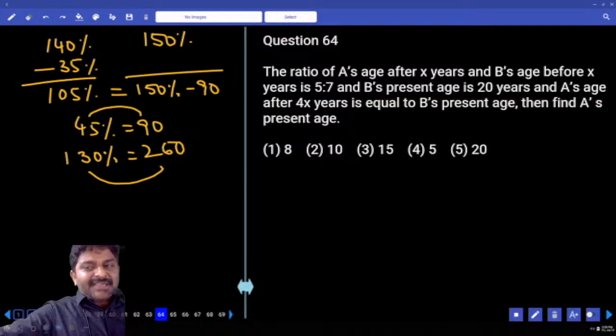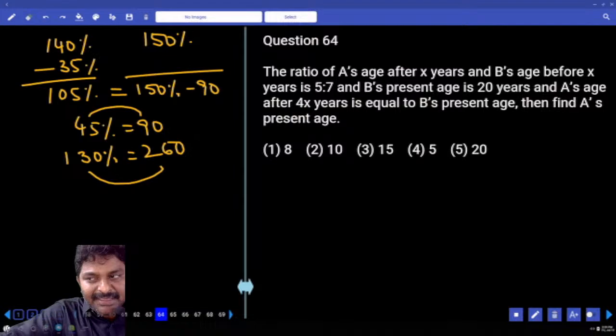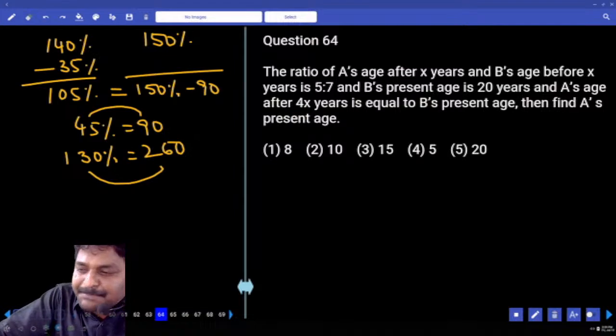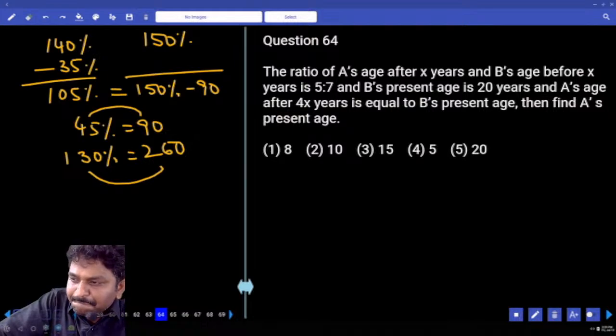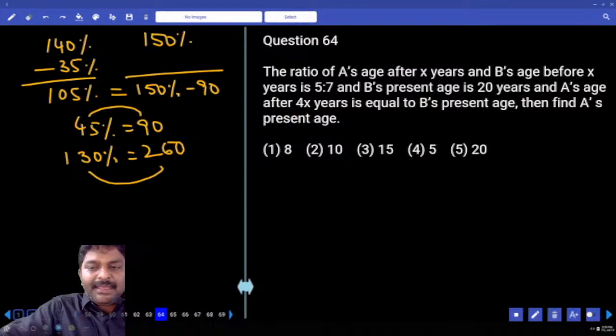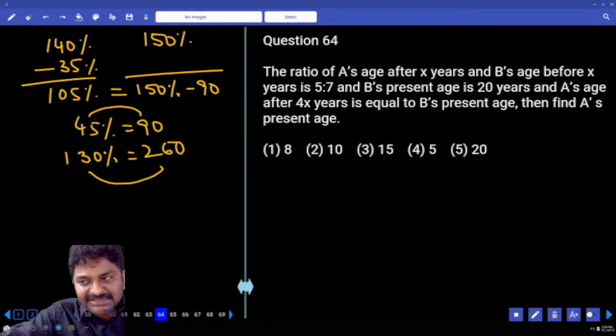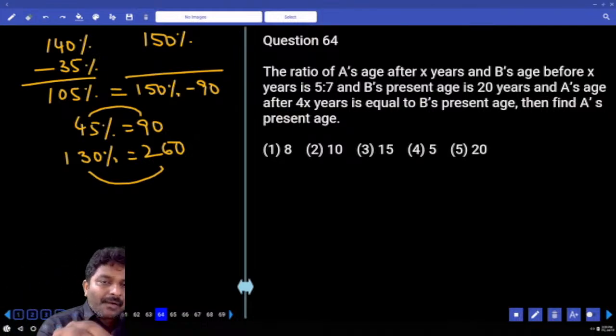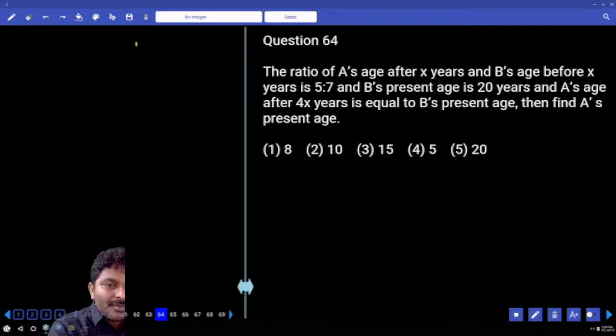The ratio of A's age after X years and B's age before X years is 5:7. And B's present age is 20. A's age after 4X years is equal to B's present age. Find A's present age. What is B's present age?